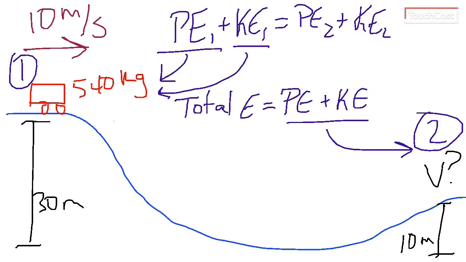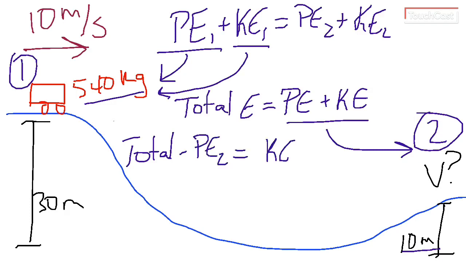Okay? Again, I can solve for potential energy at the finish. I have my height and I have my mass. So what you end up doing is total minus potential energy 2 equals kinetic energy. Once you have this kinetic energy number, hopefully you've gotten used to this, you plug it into your kinetic energy equation and you can solve for velocity.